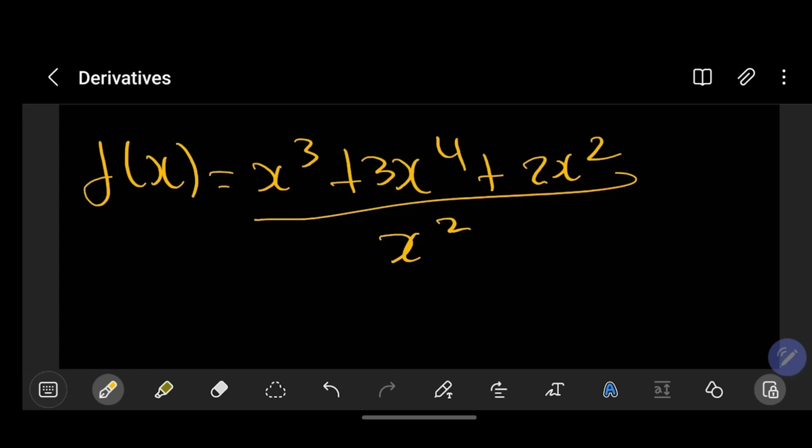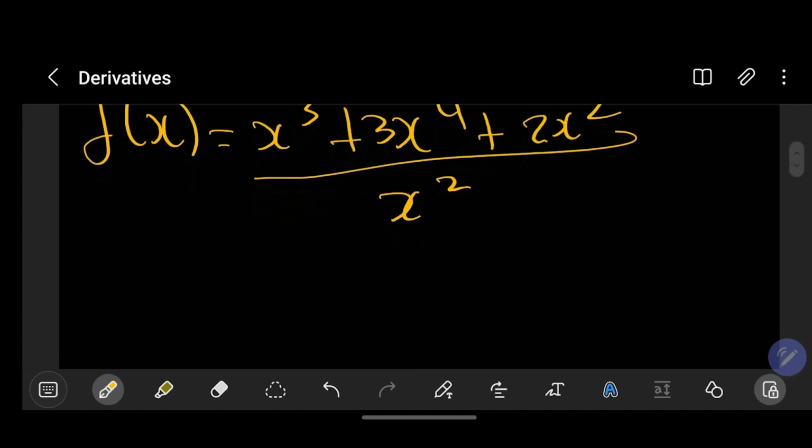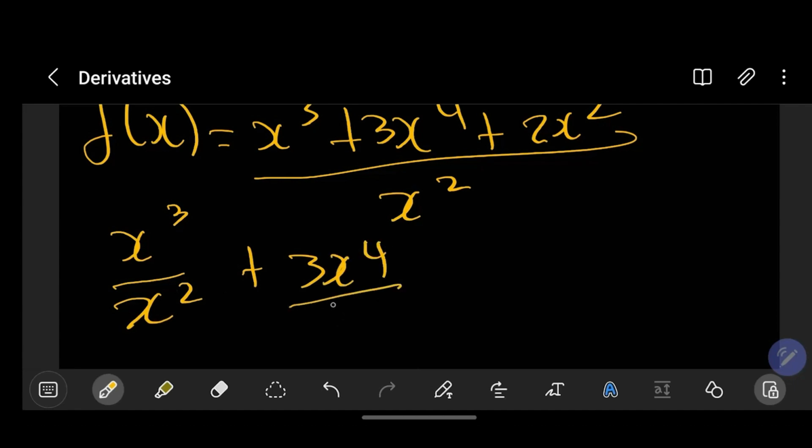Okay, we can actually rewrite this as x cubed over x squared plus 3x to the 4th all over x squared plus 2x squared over x squared. I am sure that most of you thought that we should quickly just jump into the quotient rule, which you could have done. However, this is the best approach because we haven't yet gone through some examples with the quotient rule, and when we do go through some examples, you'll actually see how different it is.